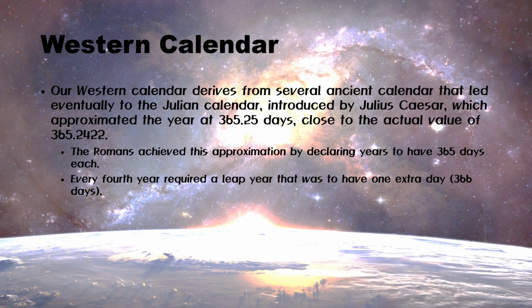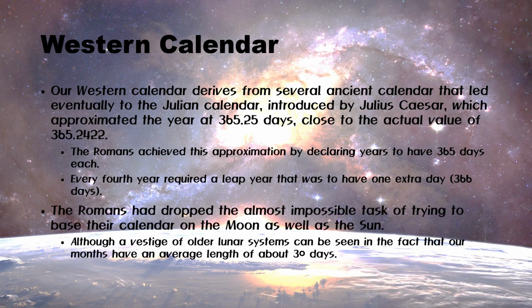Now, the Romans achieved this approximation by declaring that years are going to have 365 days each. And they said, you know what, every fourth year, we're going to have a leap year, which was to have one extra day, 366 days, which if you think about it is not very far off from what we know about our modern calendars.